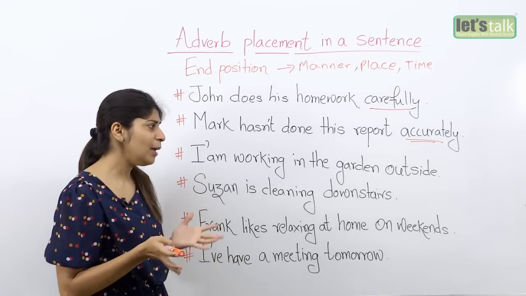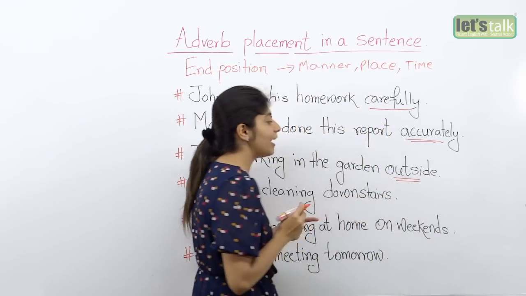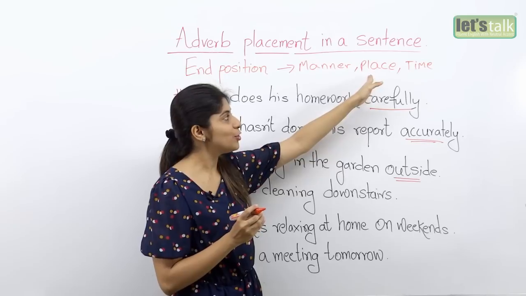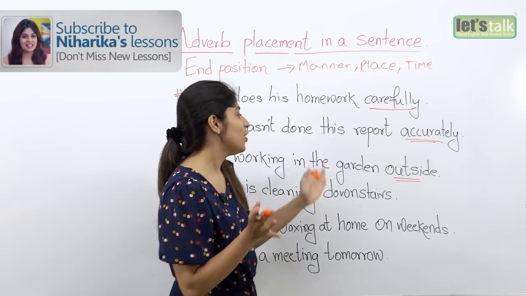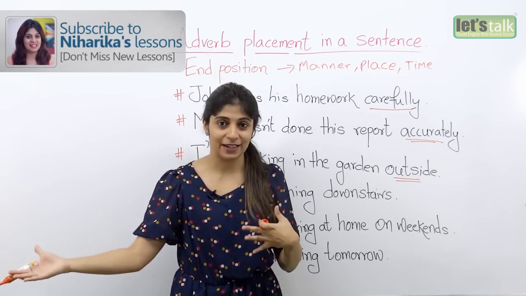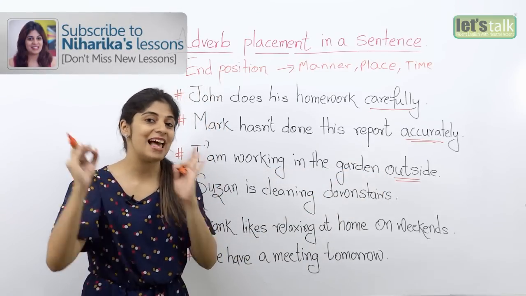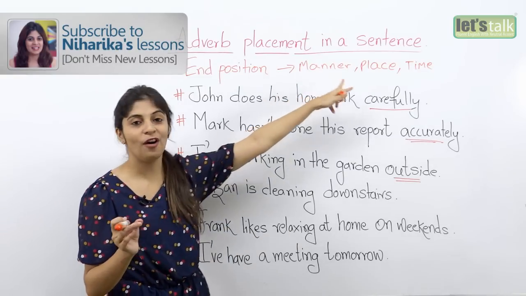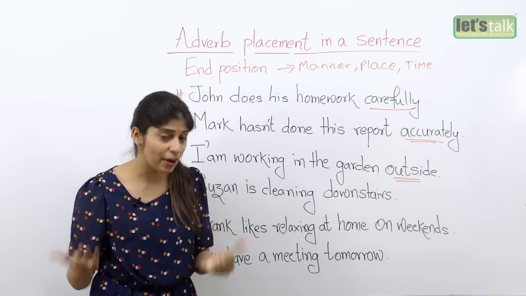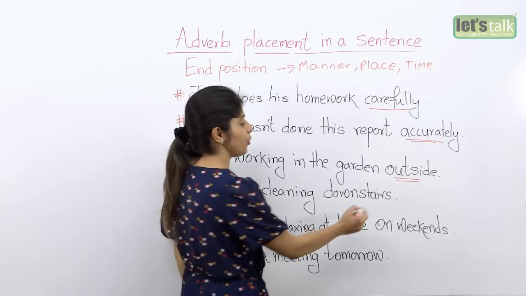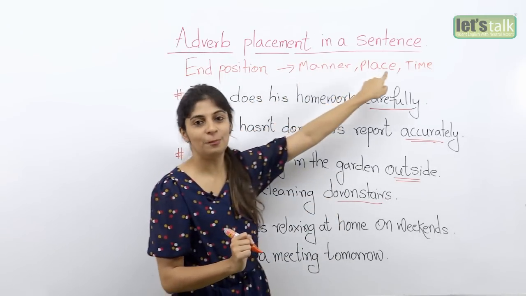The next one, I am walking in the garden outside. Again, the word outside is your adverb, and it is an adverb of place. When you talk about an adverb of place, it means you are talking about where something is done. Where am I walking in the garden? Outside. Therefore, the word outside is my adverb, which is placed at the end, and it is the adverb of place. The next one, Susan is cleaning downstairs. So where is she cleaning? She's cleaning downstairs. Therefore, the word downstairs is your adverb, which is placed at the end, and it is the adverb of place.